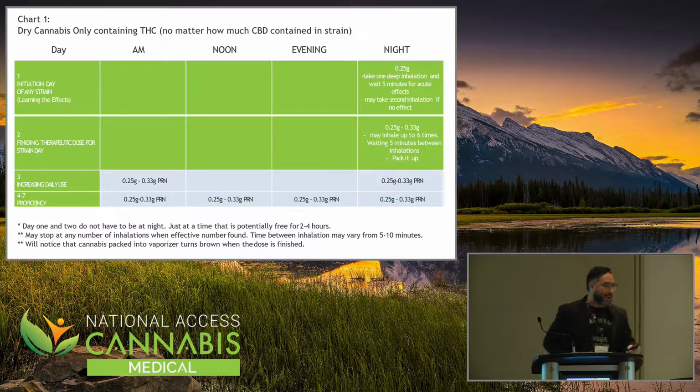Okay, so dry cannabis only, chart number 1. Do you guys have this in front of you? Okay, great. So you're going to see on the left side we have the day, and then along the top we have AM, noon, evening, or night. When I say the word night, it doesn't have to be nighttime. I mean when there's nothing to do. If somebody is not having an active day, they can put this first day in the morning.